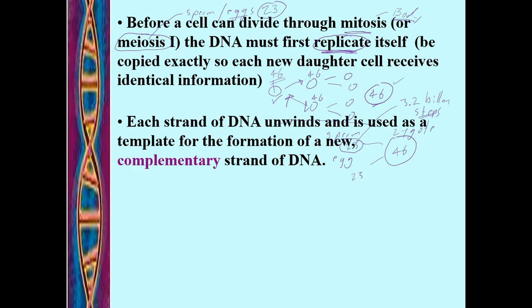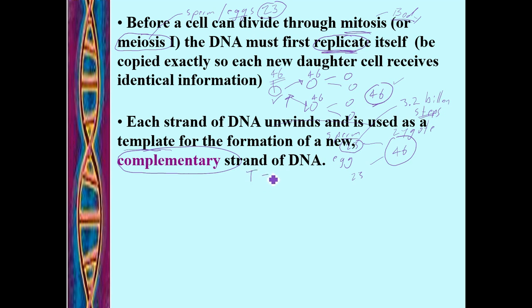So how does this work? Overall, it's pretty straightforward. Each strand of the DNA is going to unwind. We don't want a tangled mess. And then we're going to use each half of it, when they separate, as a template for the formation of the new complementary strand. A reminder just again about the complementary base pairs.